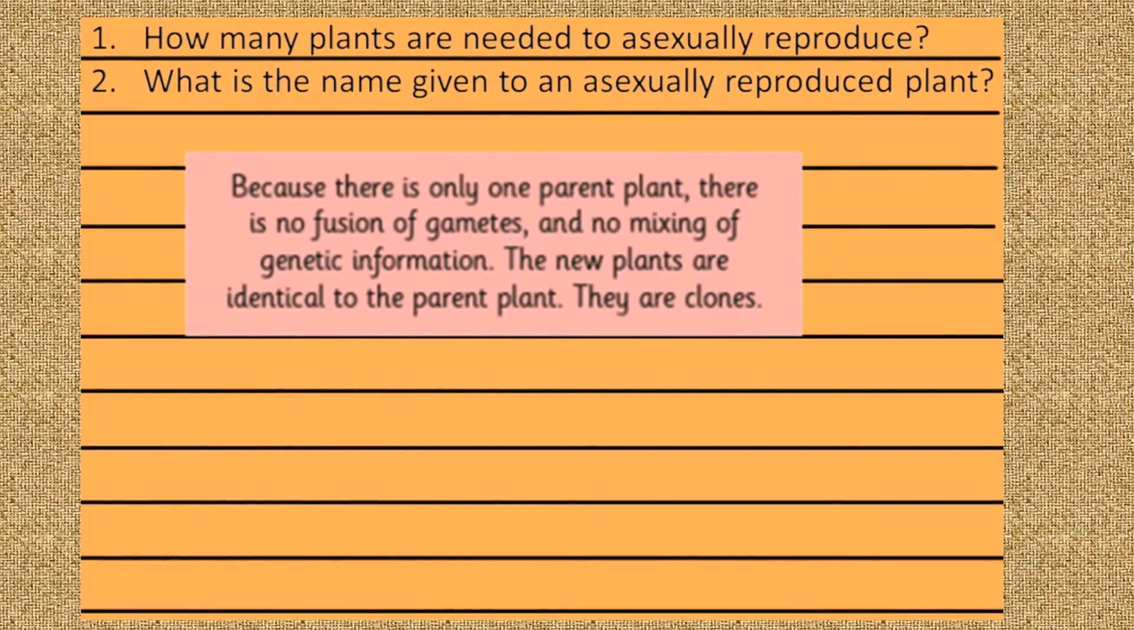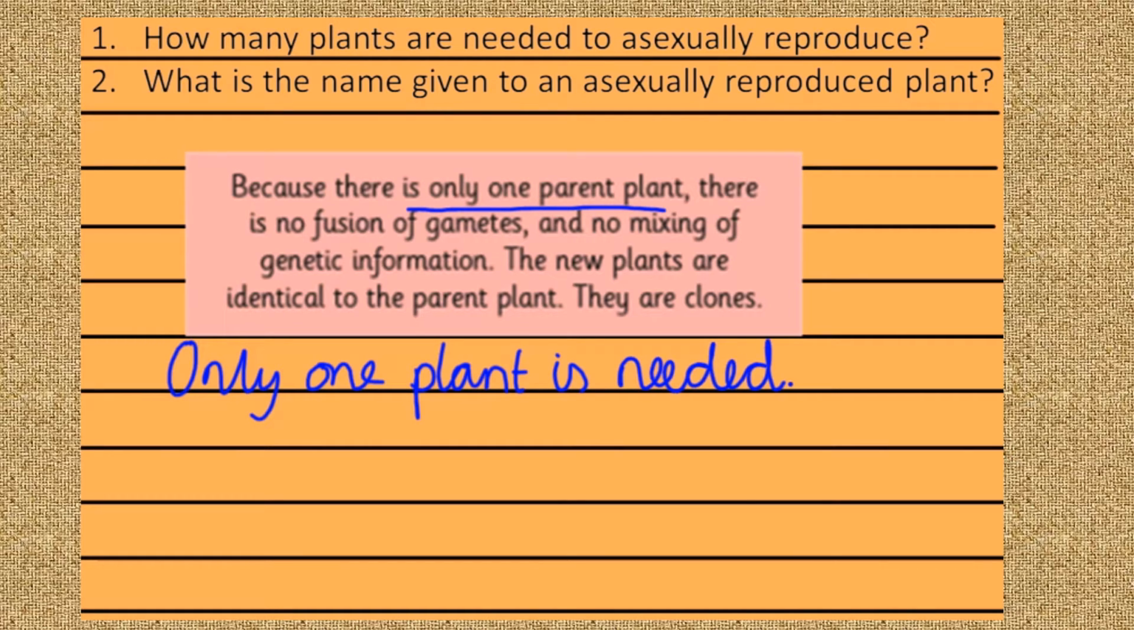So, how many plants are needed to asexually reproduce? Because there is only one parent plant, only one plant is needed. Okay, what is the name given to an asexually reproduced plant? They are clones. So the term is clone.